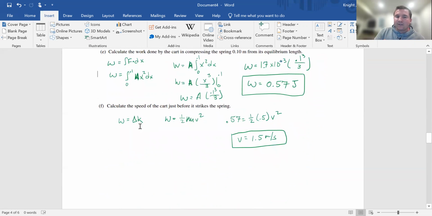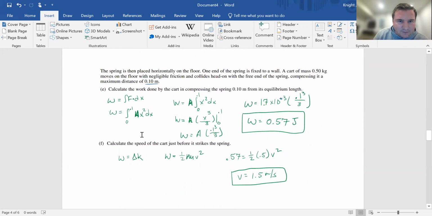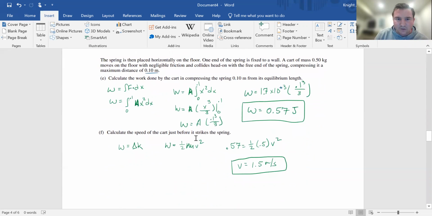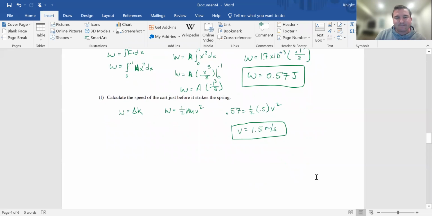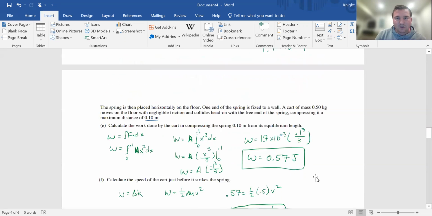Calculate the speed. Work is equal to the change in kinetic energy. The ending kinetic energy is 0 because it's pressed up against the spring, and it said it's the maximum compression. So all the kinetic energy is gone, which means the work will be equal to the initial kinetic energy. So we set work of 0.57 equal to the initial kinetic energy, 1/2 mv squared. We have the mass. We just need to solve for v squared, and we get v is equal to 1.5 meters per second. And there is 2006 number 2.